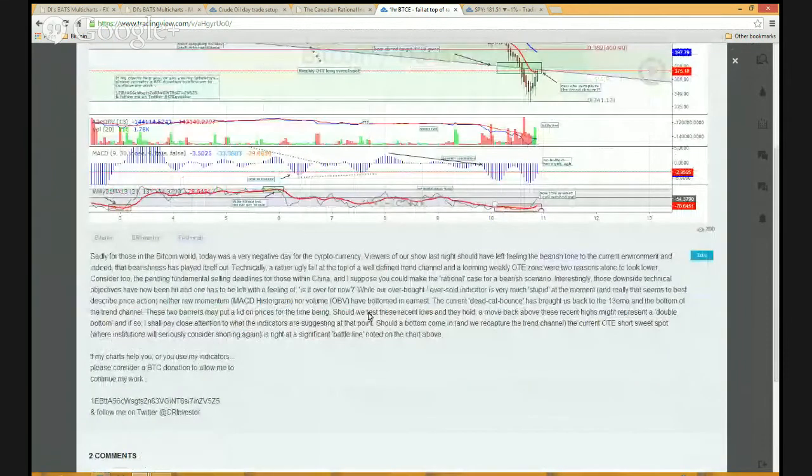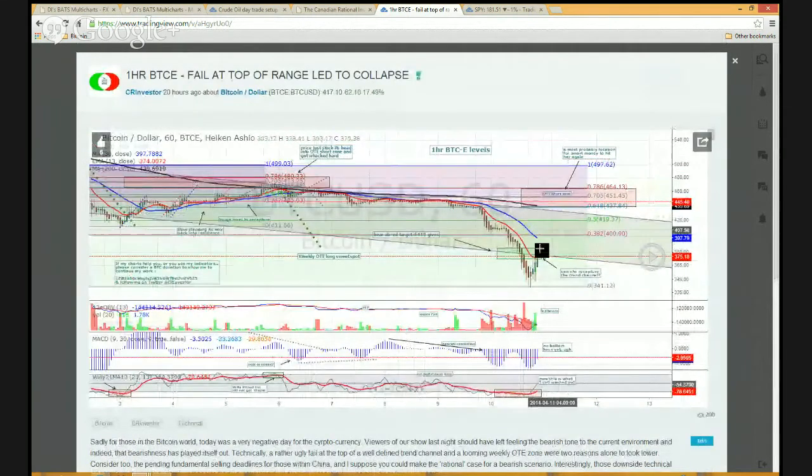A move back above these recent highs might represent a double bottom, and if so, I shall pay close attention to the indicators suggesting at this point, should a bottom come in and we recapture the trend channel, the current OTE short sweet spot where institutions will seriously consider shorting again is right at the significant battle line noted on the chart above. So, at this point, we're like, all right, if she's going to rally, this is where she wants to rally up to, this battle line at 445 or whatever.